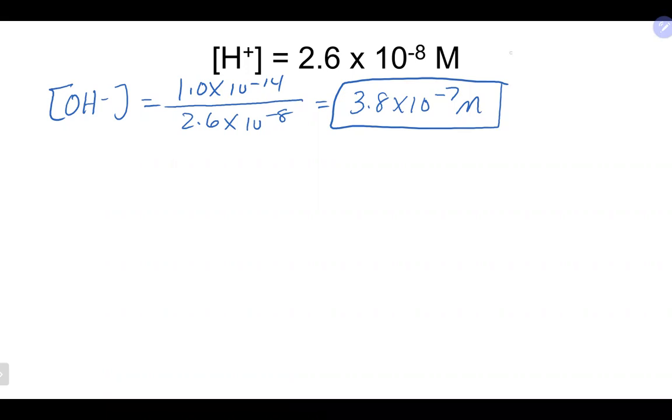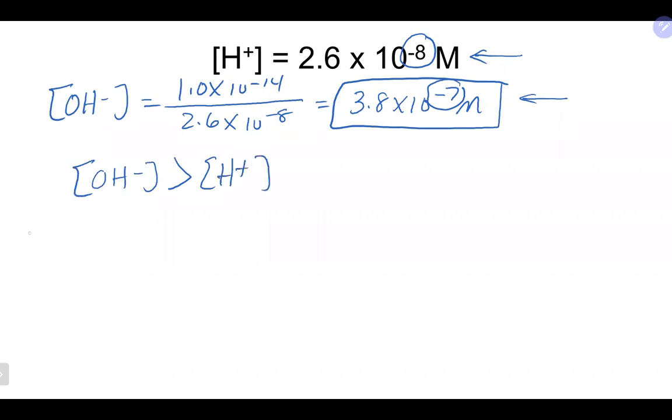All right, so which one is larger? Is the H plus or the OH minus larger in this case? This is to the minus 7. This is to the minus 8. Minus 7 is the smaller number, which means it's actually the larger number in this case. And this means that the OH minus is larger than the H plus concentration. And that is basically 10 to the minus 7 versus 10 to the minus 8. And that means that this guy would be basic in this case. Any questions on that?